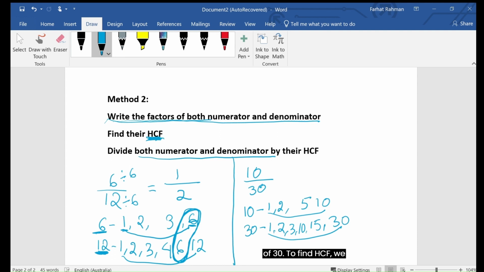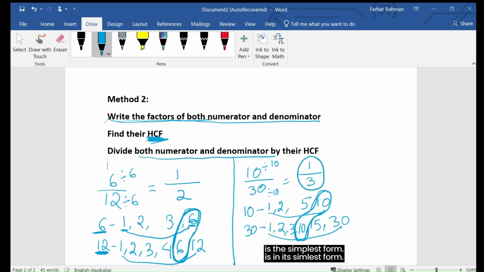To find HCF, we need to identify the greatest common factor in both lists. The highest common factor that I can see is 10. So I will be dividing both my numerator and my denominator by 10. So 10 divided by 10 gives me 1 and 30 divided by 10 gives me 3. 1/3 is the simplest form.